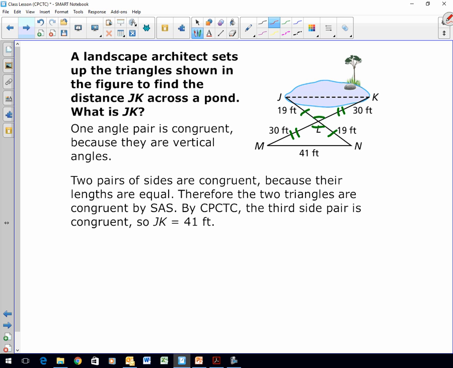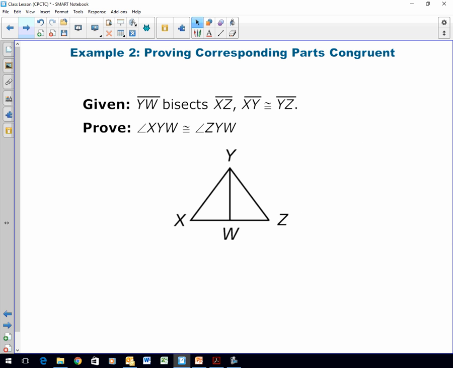How is JK congruent to MN? It's a five-letter answer that starts with C. CPCTC, right? Corresponding parts of congruent triangles are congruent. Okay?